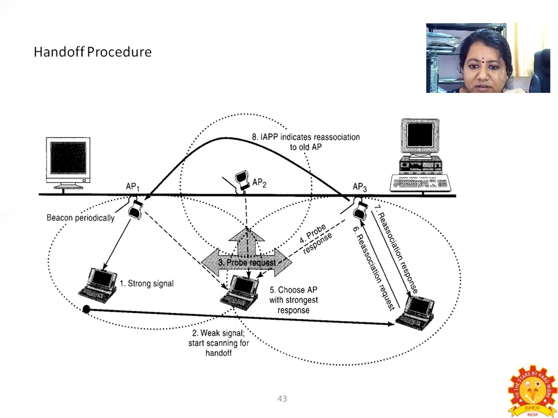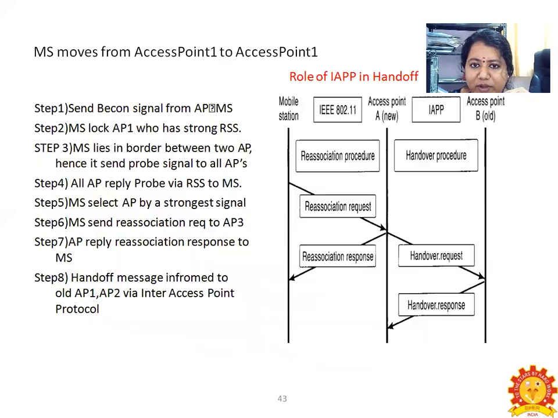This is a handoff procedure. Here we will be having a strong signal, weak signal, and scanning for handoff. Next will be our probe request and probe response. Next, we'll be choosing an AP with the strongest response, then the reassociation request and reassociation response. At last, we'll be having an IAPP that indicates the reassociation to the old access point.